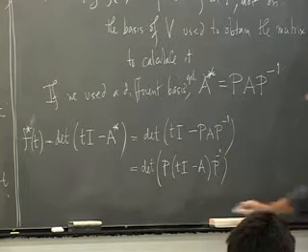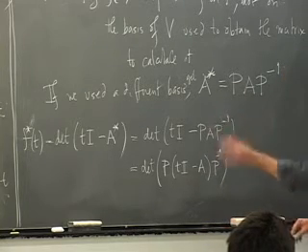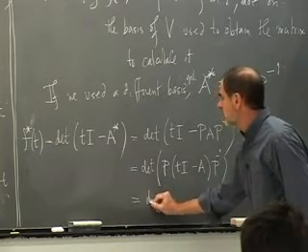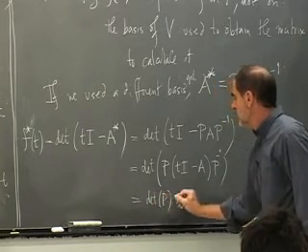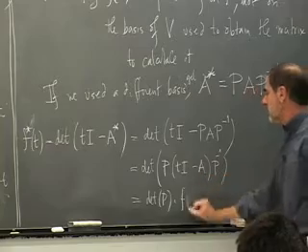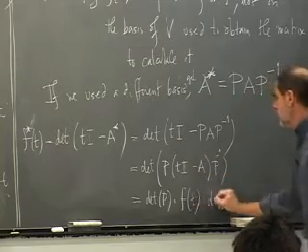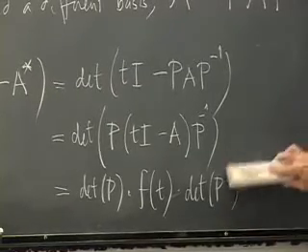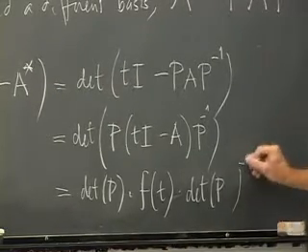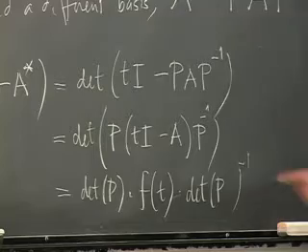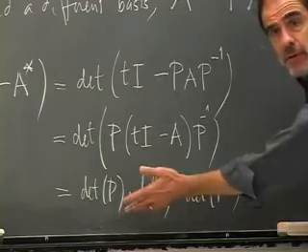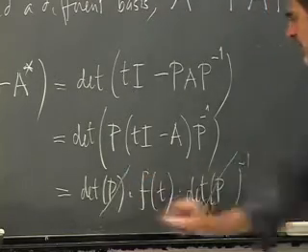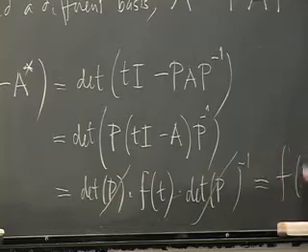And then we use the fact that the determinant of a product of matrices is the product of the determinants, so we get the determinant of P times the determinant of this matrix, which is what we called f of T, times the determinant of P inverse. But the determinant of P inverse is the inverse of the determinant of P in our field, and multiplication in our field is commutative. So we can cancel this, and we just get f of T.